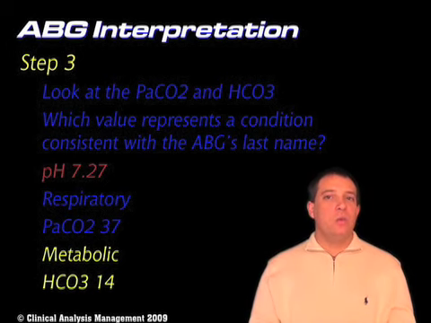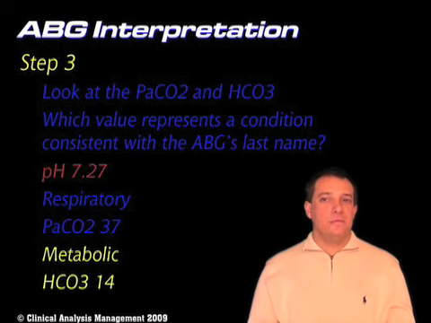So we ask ourselves again, which one of these two numbers, respiratory or metabolic, matches? The CO2 or the bicarb? The CO2 is 37. Is that acidotic, alkalotic, or normal? That is normal. When we look at the bicarb, is the bicarb acidotic, alkalotic, or normal? The bicarb is acidotic, right? So which one matches the pH? The metabolic side matches the pH. The bicarb matches the pH. So 7.27, we said that's an uncompensated acidosis, and we know from looking at the respiratory and metabolic sides that it is an uncompensated metabolic acidosis.